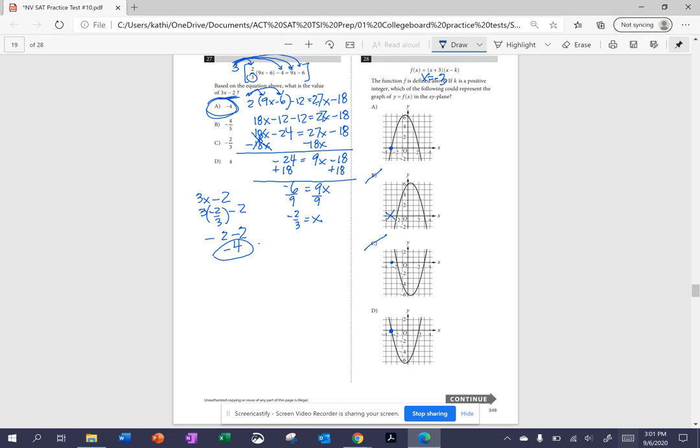And here's a -3. So next I have x times x. So that's going to begin with a positive x squared. So I know my parabola is going to open up. So I know I'm going to be answer choice D, because this is opening down.